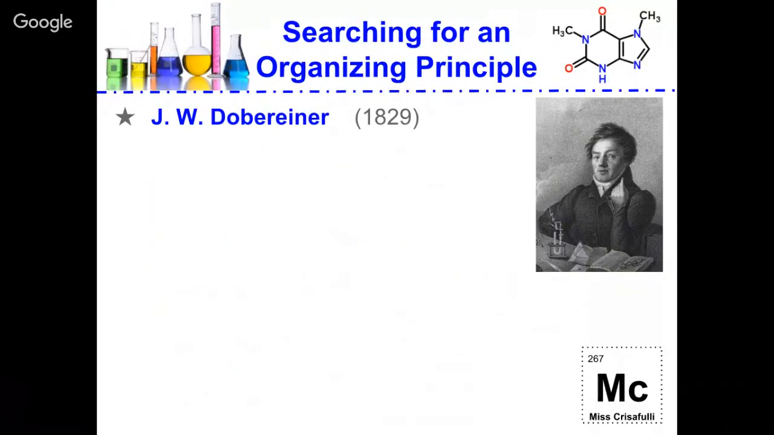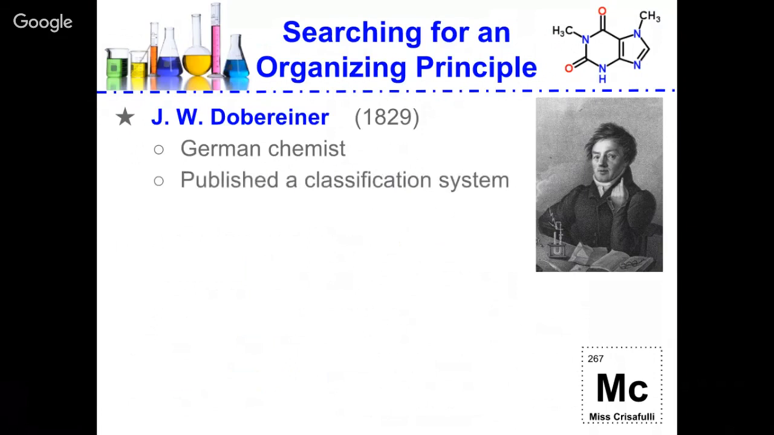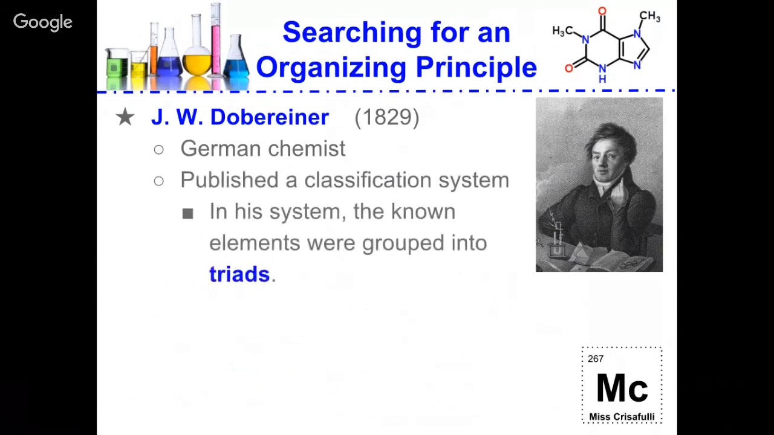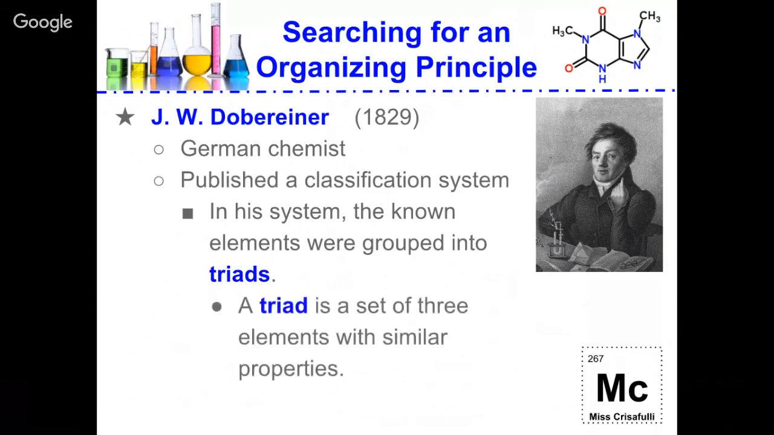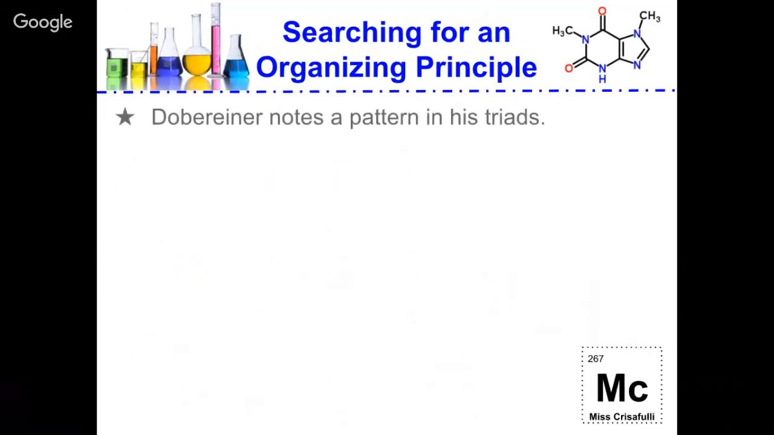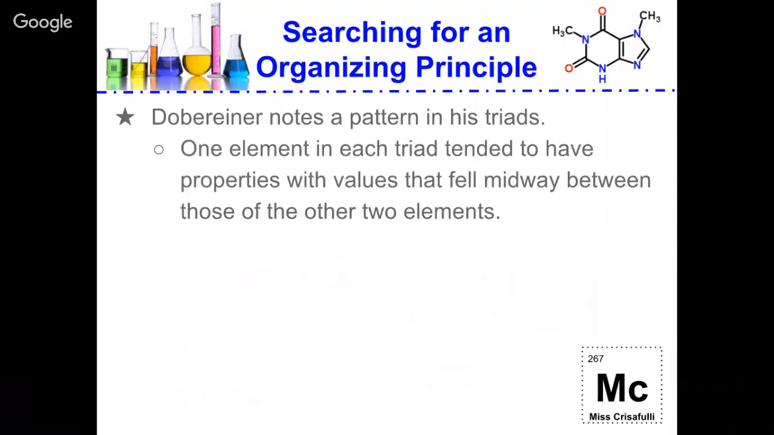This gentleman, J.W. Döbereiner, was around in 1829. He was a German chemist. He published a classification system in which the known elements were grouped into triads. A triad is a set of 3 elements with similar properties. So he noted a pattern in his triads. One element in each triad tended to have properties with values that fell midway between those of the other 2.